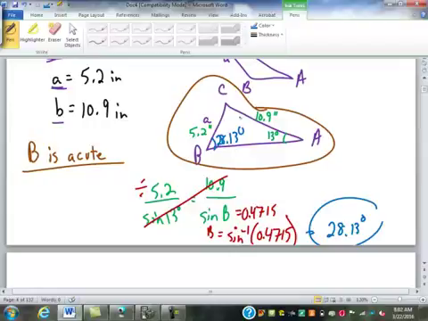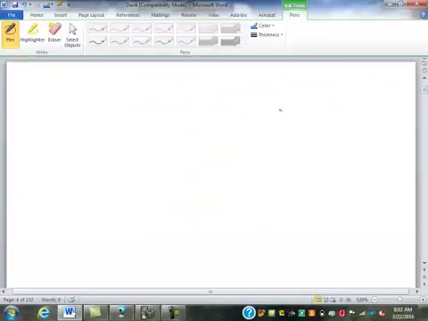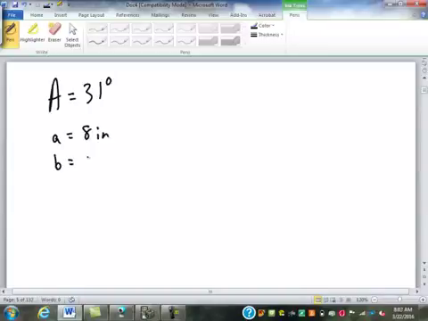So what did you come up with? Perfect. I'm going to assume you guys can take it from there. You can find angle C by just subtracting from 180, and side c then is just our simple equation. I'm going to give you one to try. Try that one in your notes quick.